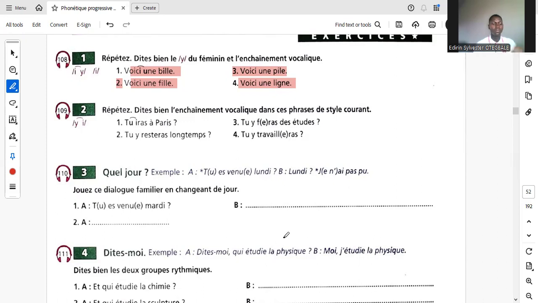Exercice 2. 1, Tu iras à Paris? Tu iras à Paris.